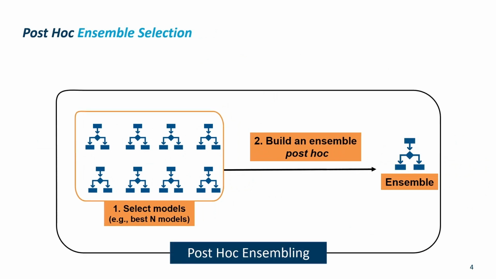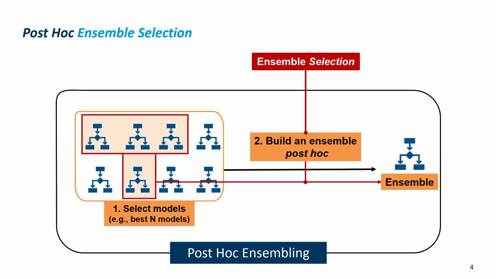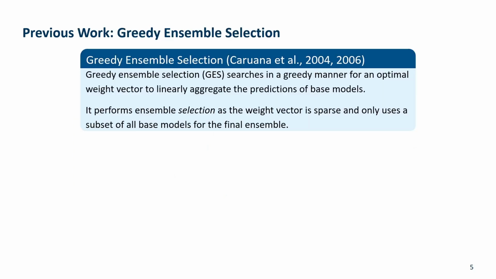In detail, while building the ensemble, post-hoc ensemble selection focuses on creating a final ensemble that only uses a subset of all selected models, making the ensemble small and thus the final model more efficient in terms of inference time. To solve this problem, greedy ensemble selection by Caruana et al. has been used in AutoML.